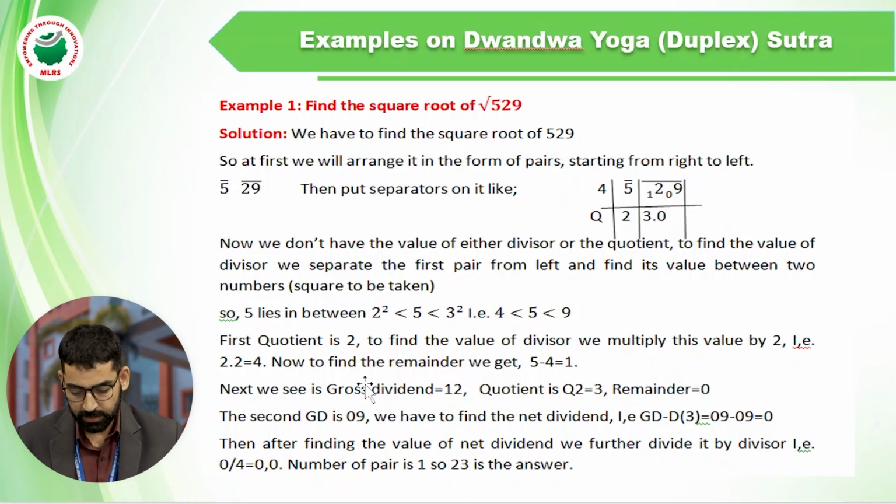Now in this case, why have I not taken the net dividend? Because if you see, when we divide 12 by 4, the quotient is 3 and the remainder is 0. In this compartment we don't have any number here. So in this case the gross dividend and the net dividend are the same. In the second case, the gross dividend equals 9 and the net dividend equals the gross dividend minus the duplex of the quotient, which is 3.